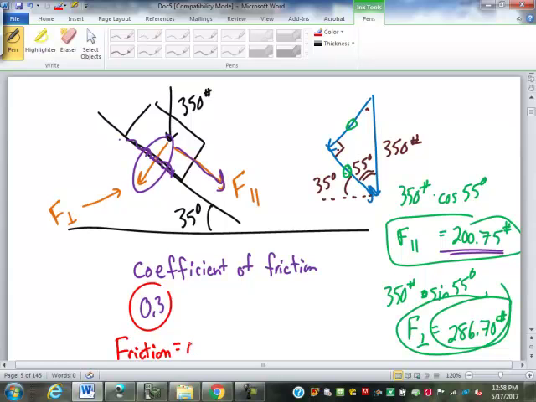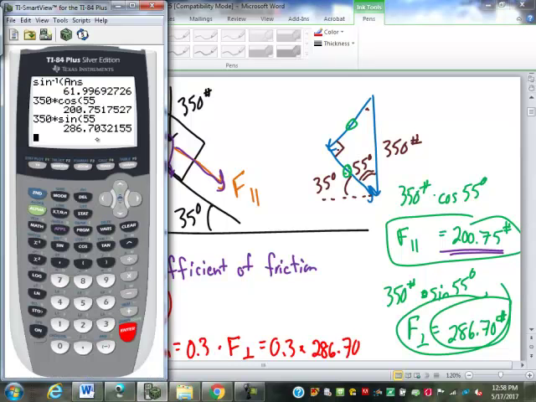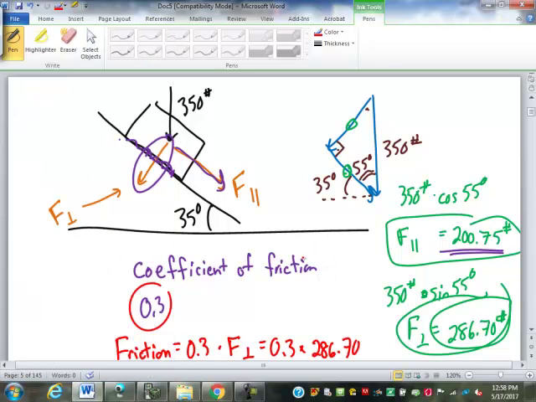What that means is friction is going to equal 0.3 times that perpendicular force. So that's going to be 0.3 times 286.70. So my 286.70 times 0.3 is 86 pounds. So what that means is friction will hold 86 pounds up here. How much is pulling this way though? 200.75 pounds. That means this box is going to slide down the ramp. Does that make sense? Okay.